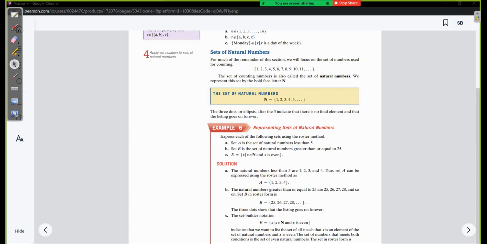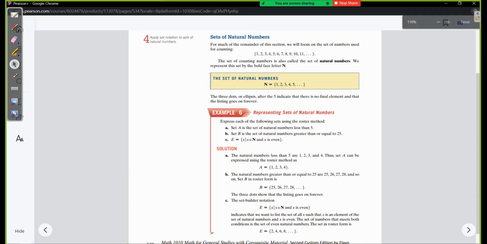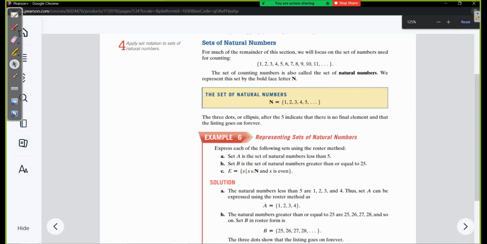Okay, so next up we have, let's see if I can make this larger. One second, I'm going to see if I can make the text bigger. I did have a student say they're having a hard time seeing it, so maybe that'll help. But anyways, so these sets of natural numbers.